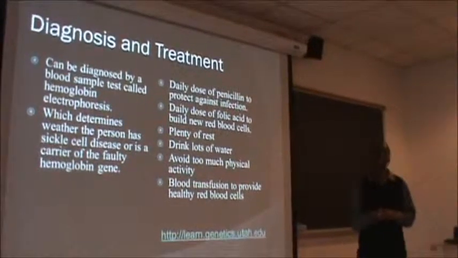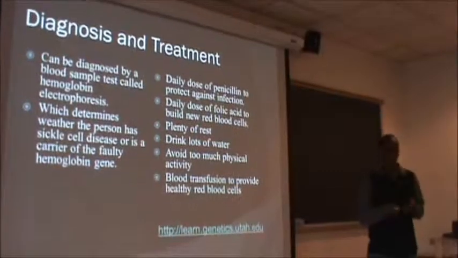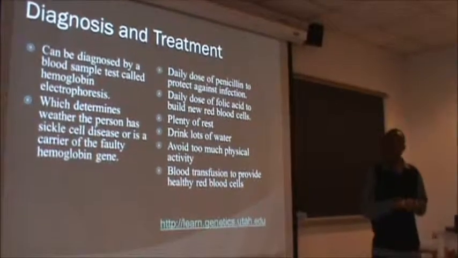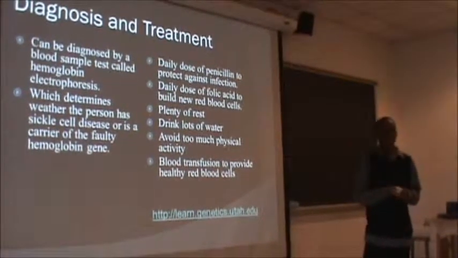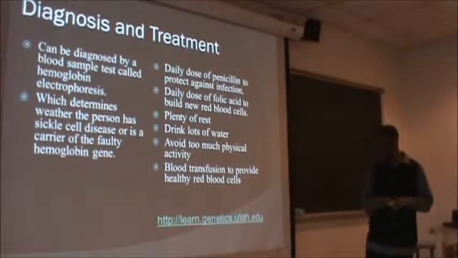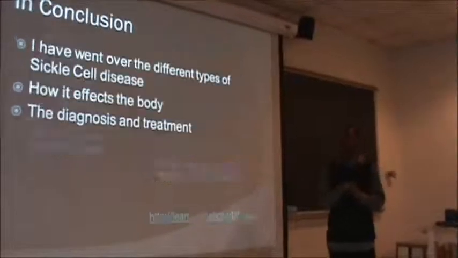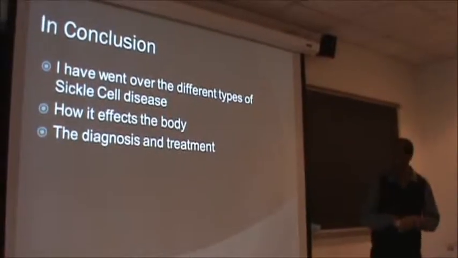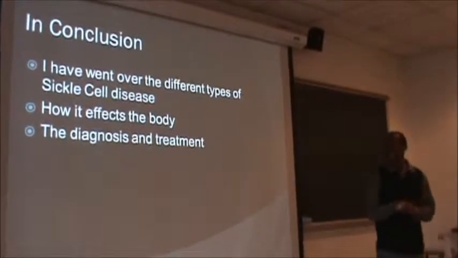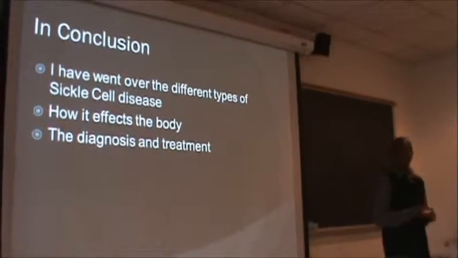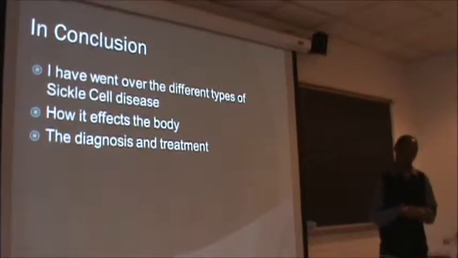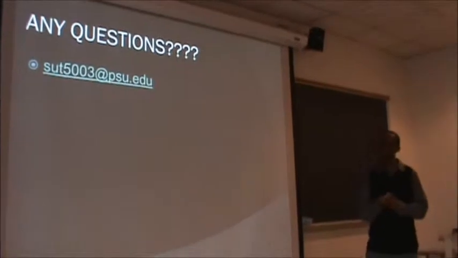In more severe cases, they would do a bone marrow transplant to provide fresh blood cells, which is based on Learn Genetics and research. And in conclusion, I've gone over the different types of sickle cell disease, how it affects the body, and the diagnosis and treatment. Any questions?